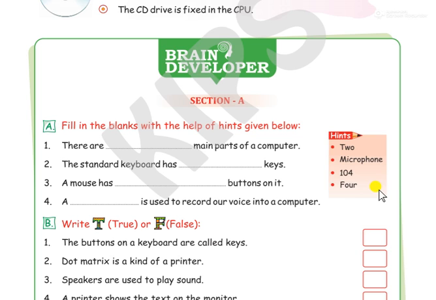In chapter 2 you have seen parts of computer. You have seen 4 main parts of computer and some additional parts of computer like printer, speaker and CD. So on the basis of those parts of computer we are going to solve this book exercise. So let's begin with our brain developer section A. Fill in the blanks with the help of hints given below.